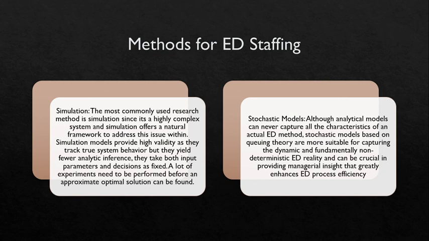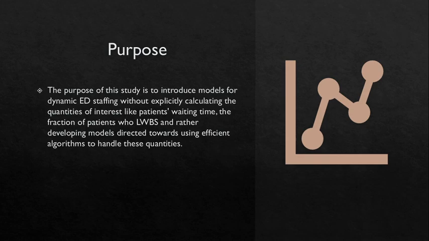On the other hand, although analytic models can never capture all characteristics of an actual emergency department process, stochastic models based on queuing theory are more appropriate for capturing the volatile and inherently non-deterministic emergency department reality, and they can be invaluable in providing managerial insights that improve the performance of the emergency department process. So the purpose of this study is to introduce models for dynamic emergency department staffing without explicitly calculating quantities of interest like patients' waiting time and the fraction of patients who leave without being seen, and rather developing models directed towards using efficient algorithms to handle these quantities.